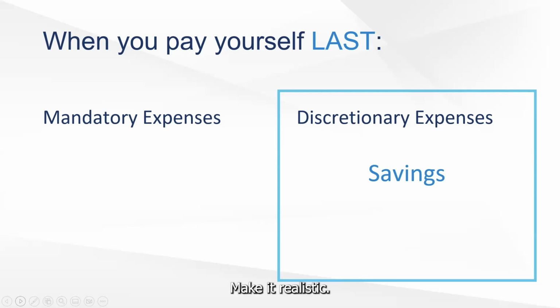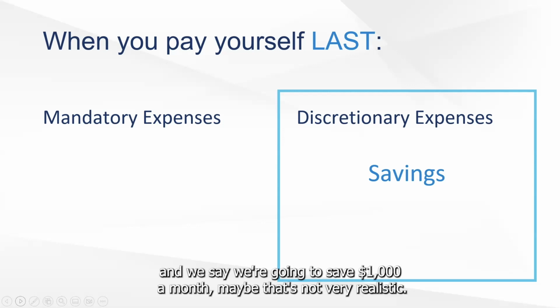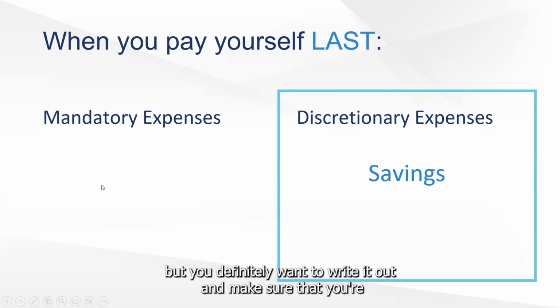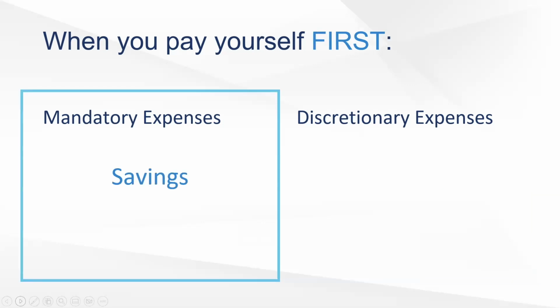Make it realistic. If we're making $200 a week, just lowballing it, and we say we're going to save $1,000 a month, maybe that's not very realistic. That's obviously an extreme scenario, but you definitely want to write it out and make sure that you're still comfortable with what you're paying yourself there.